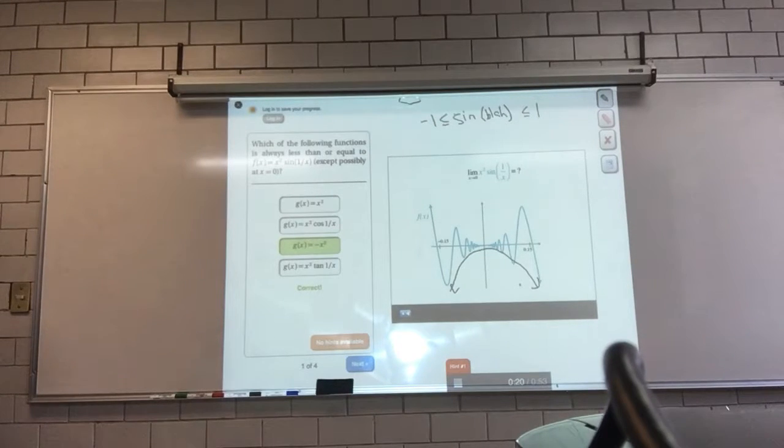So we can multiply this whole thing by x squared, which is always a positive number or 0, and we get that minus x squared is less than or equal to x squared times sine of whatever, which is less than or equal to x squared. Here, the whatever happens to be 1 over x, but it could have been anything else. This function here is always bigger than or equal to this function here. So the correct answer is that f of x is always bigger than or equal to minus x squared. Bien.